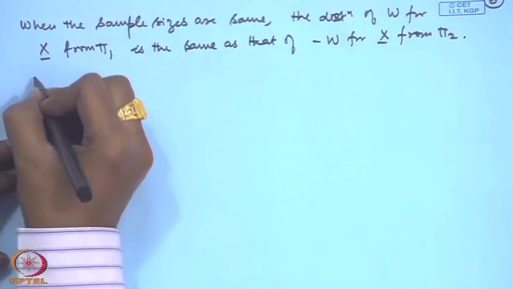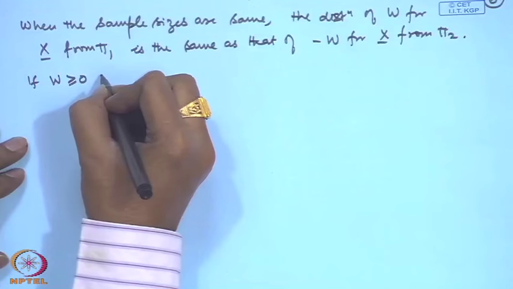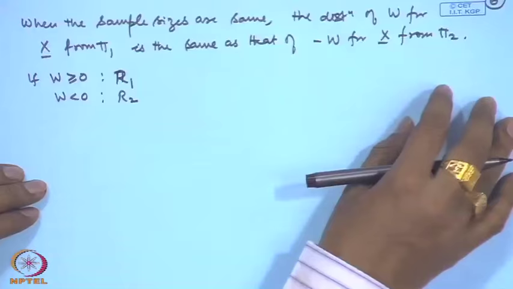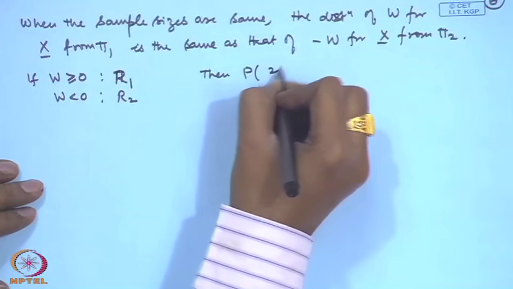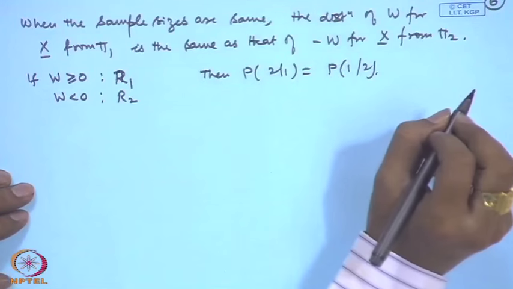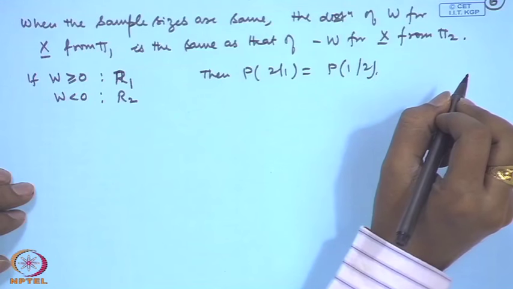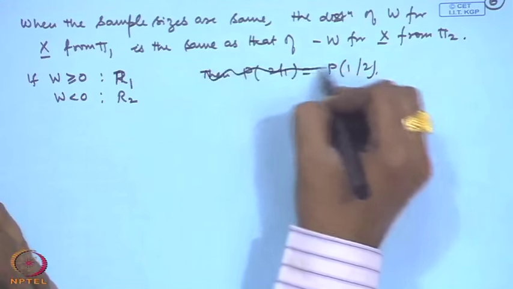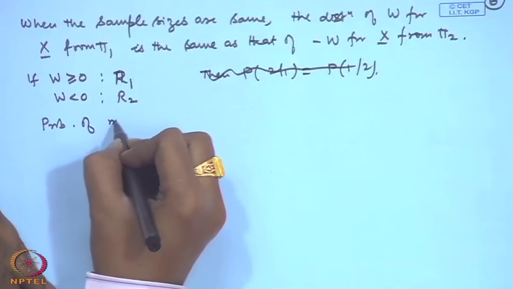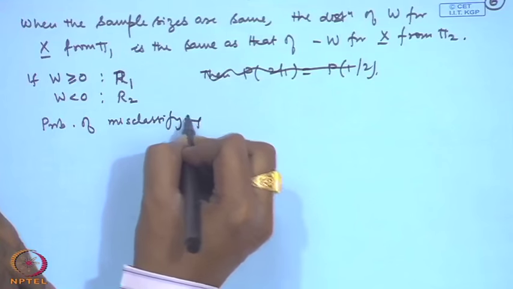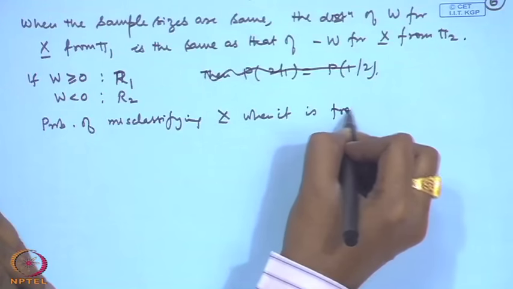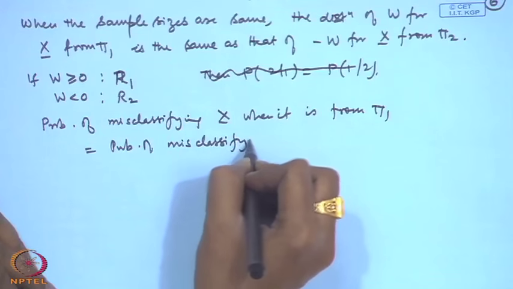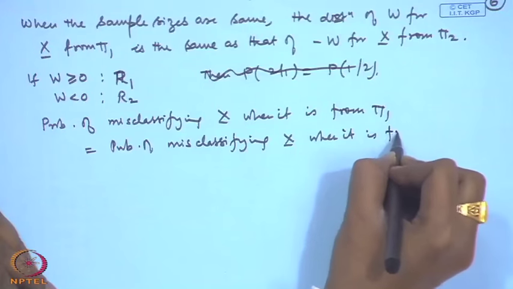So, if we consider W greater than or equal to 0 as the region of classification into pi 1 and W less than 0 as the region of classification into pi 2, then P(2|1) is equal to P(1|2). Basically, we can say that the probability of misclassifying x when it is from pi 1 is equal to the probability of misclassifying x when it is from pi 2.